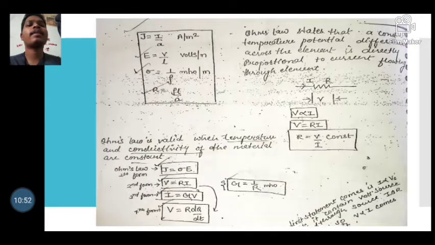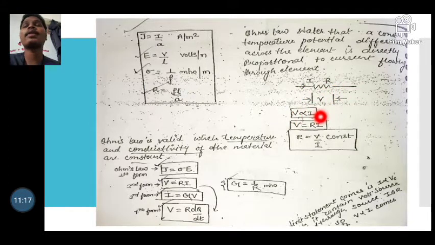Let's see another statement of Ohm's law. Please remember this statement. This statement is very important for your exam. Ohm's law states that at constant temperature, the potential difference across an element is directly proportional to the current flowing through the element. So here the resistance and the potential difference is V. Current is flowing from the positive potential to negative potential across the resistance.